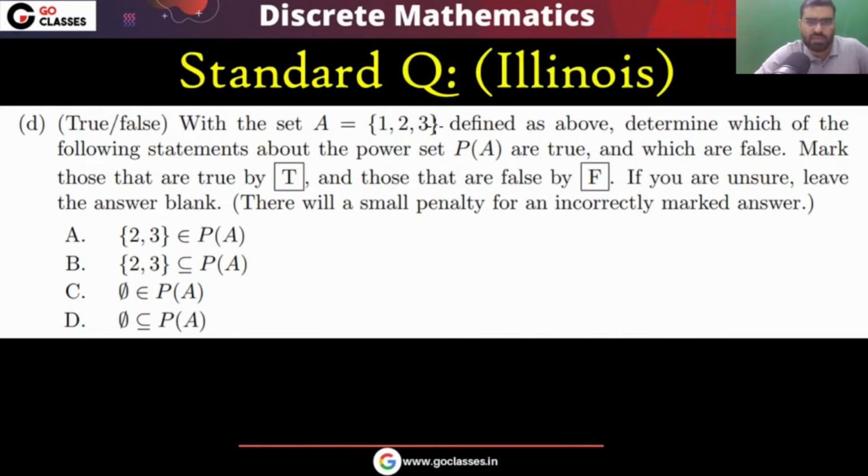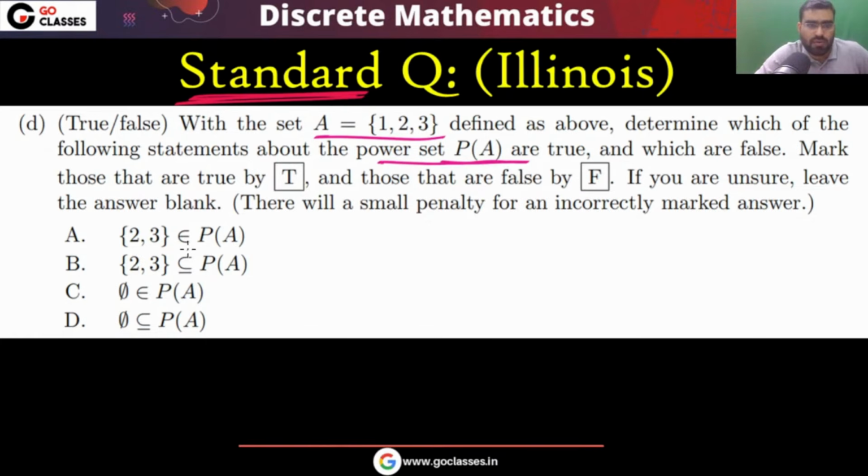This is another standard question from the Illinois University, as I told you. Another standard question from the same university. Can you tell me the answer? This is the last question for this session. With the set 1, 2, 3, set A is given to you. Its power set is PA. Which is true, which is false?